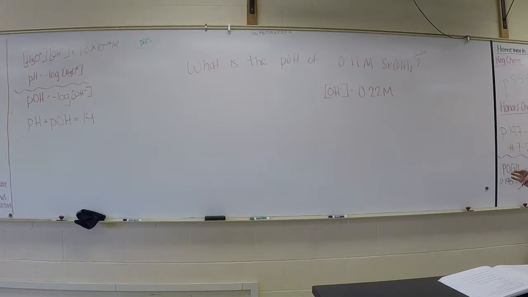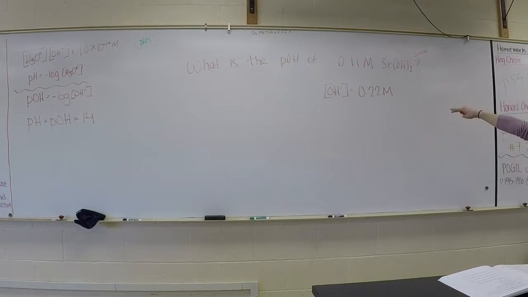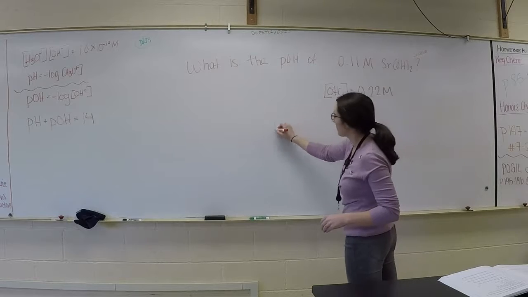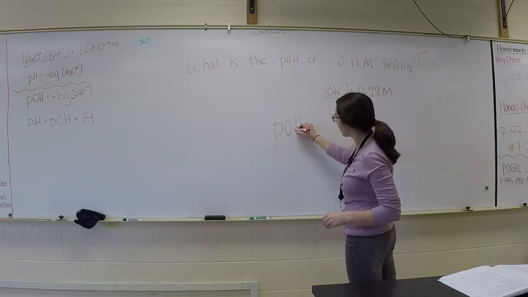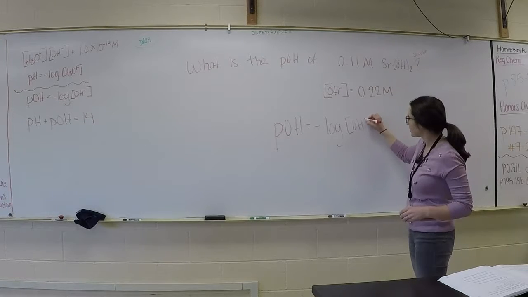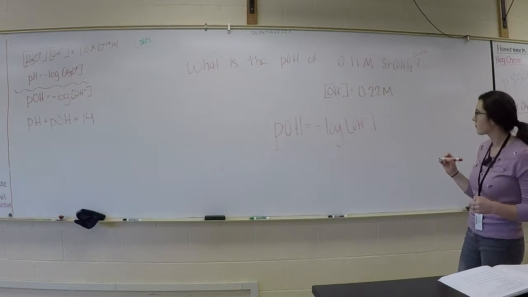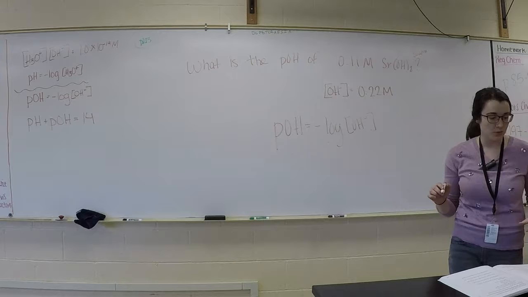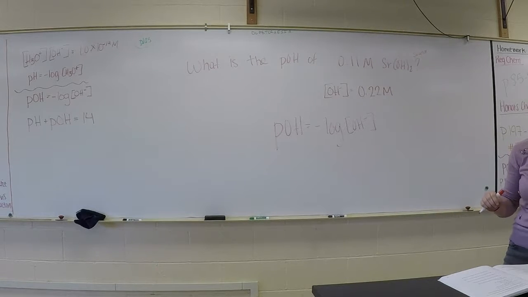Is that our final answer? No. It asks us for the pOH. But is that what we need to plug into that pOH equation? Yes, that first one. So pOH equals negative log of the hydroxide concentration. Negative log means you hit the negative sign in your calculator, you hit log, and then you enter the concentration of hydroxide. Yeah, good question.